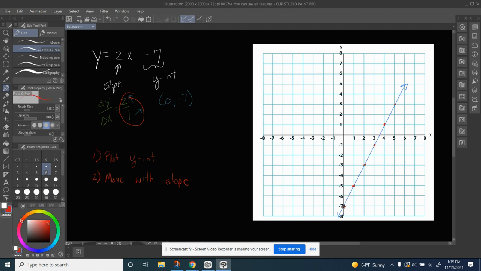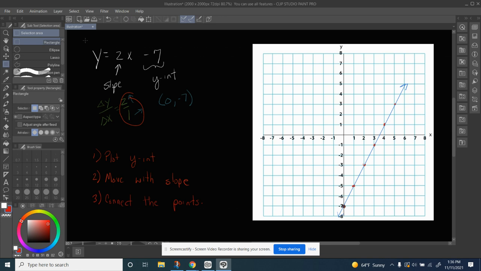So step 3 is going to be to connect the points. And after you've done that, you have now graphed this particular linear equation. Now, let's try this again. Let's pick a different example.